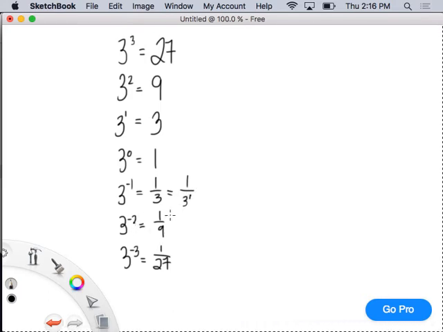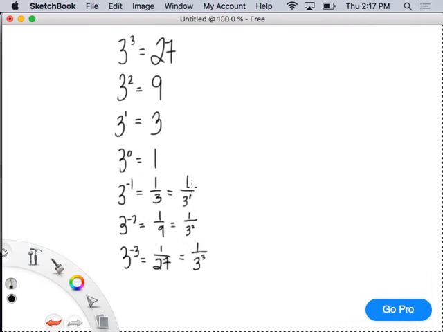3 to the negative 2 is 1/9. We know 9 is 3 squared, so 3 to the negative 2 is the same as 1 over 3 squared. See? 3 to the negative 3 is 1 over 27. We know that 27 is 3 to the third, so 3 to the negative 3 is the same as 1 over 3 to the 3.